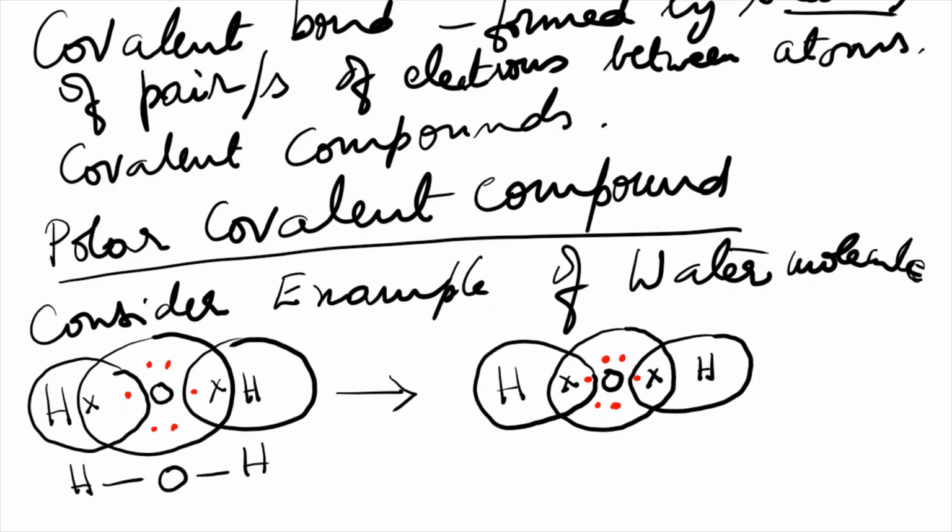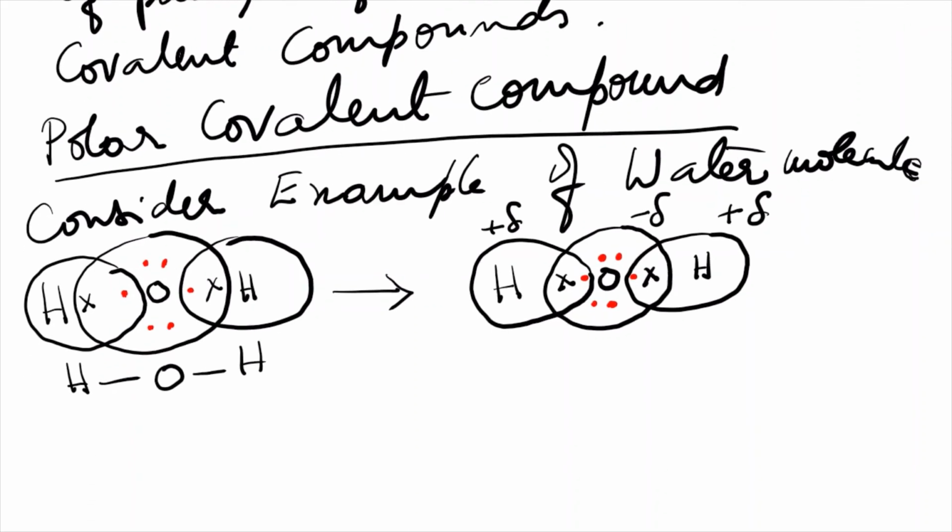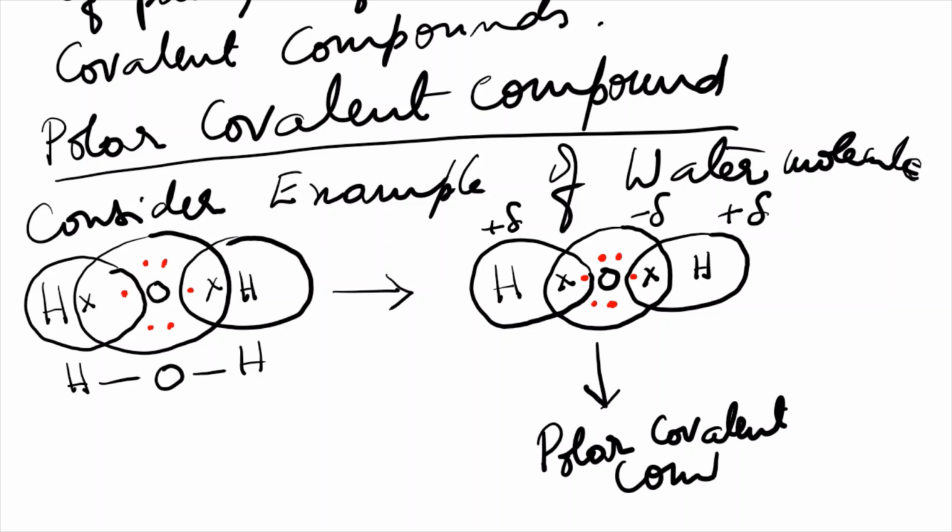As a result, the electron cloud increases here, so a partial negative charge, which we denote as minus delta, is developed here, and a partial positive charge is developed on the other side. So this covalent compound develops partial negative and partial positive charges. Such compounds are called polar covalent compounds, or the bond in this is called a polar covalent bond.